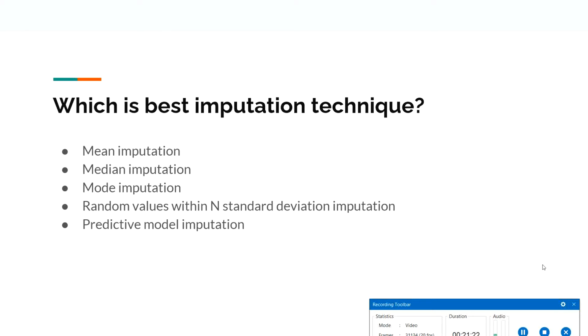So that's why I would suggest do not use these approaches if you have a large percentage of missing values. Let's say you have 30% missing values, 40% missing values. Try to use them when you have a lower set of missing values like 5% to 10%. Do not use these practices if you have 30% or 40% missing values. If you have 30 to 40% missing values, try to use random values within n standard deviation imputations.